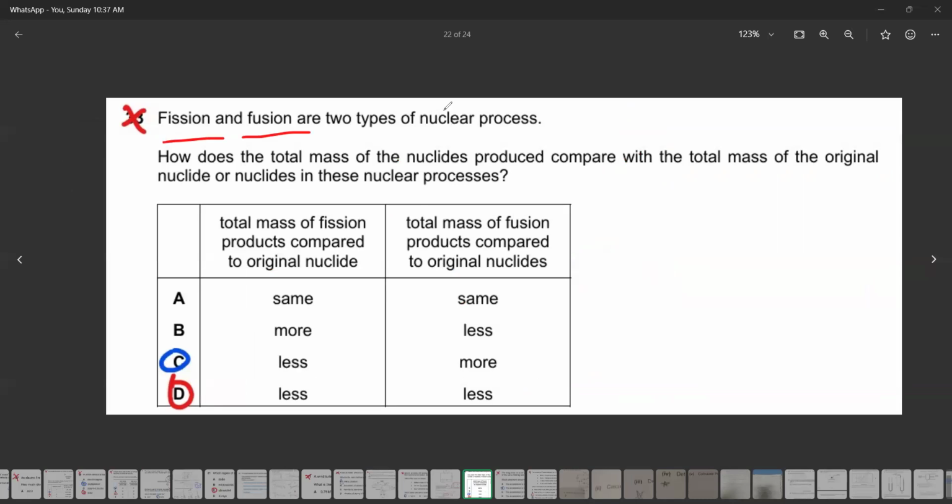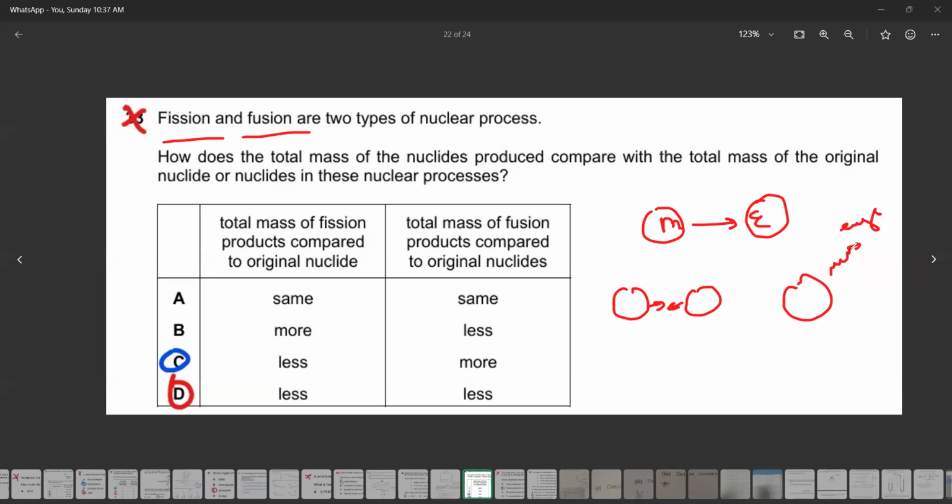Fission and fusion are the two types of nuclear process. How does the total mass change in a nuclear fission or a fusion? Look, the mass has been converted into energy. That's how it produces energy. Even in a nuclear fusion, lighter nuclei join to form a heavier one. So what happened to the remaining mass? The remaining mass is converted into energy.